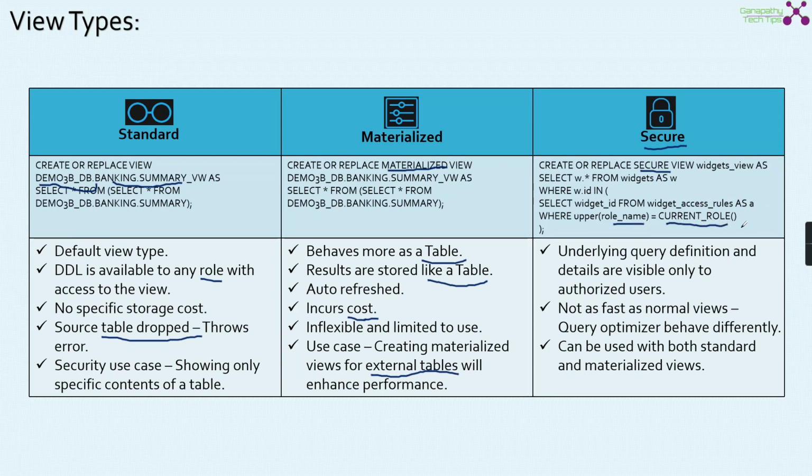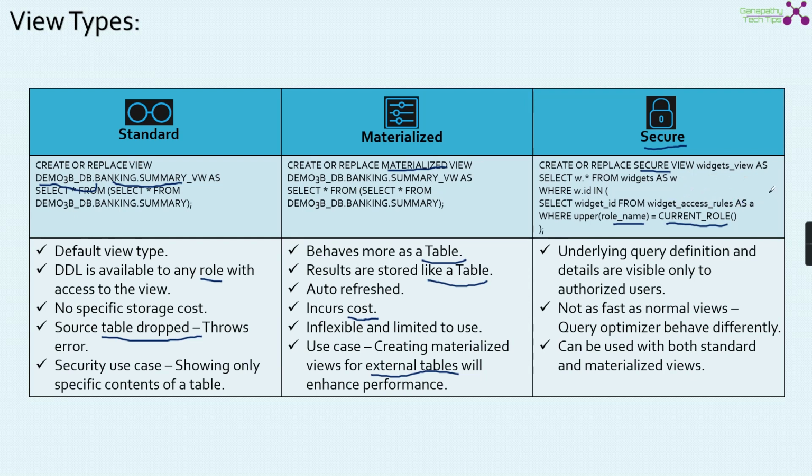How can I interpret this statement? It is as simple as it is. Widget access rules is the table where I have all the roles which are allowed to access this specific view, widgets_view. Now the current role is the role which is part of that session. So whatever role I logged into that session with, if my current role matches a record already in widget access rules, then only it will allow the person to view this widget's view. If the role is not part of that table, it will not allow you to access it.